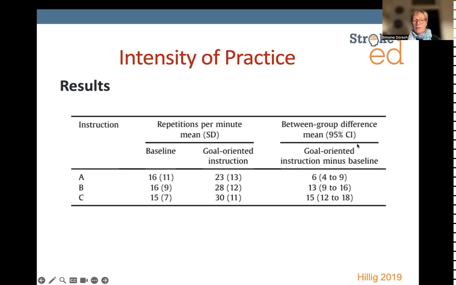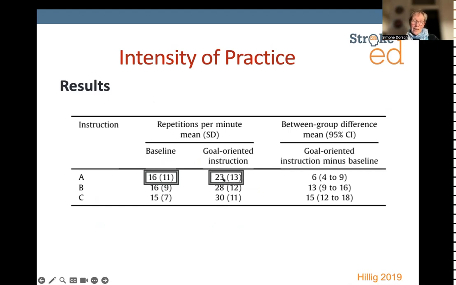And the results, again, are quite impressive. We change what we say, and people work very differently. So if you have a look at here, the first one, looking at instruction A, the average baseline was 16 reps per minute.